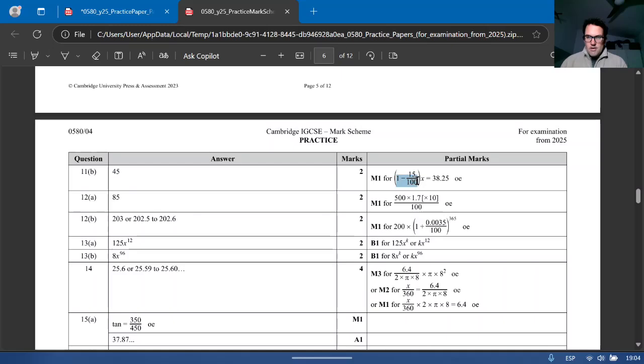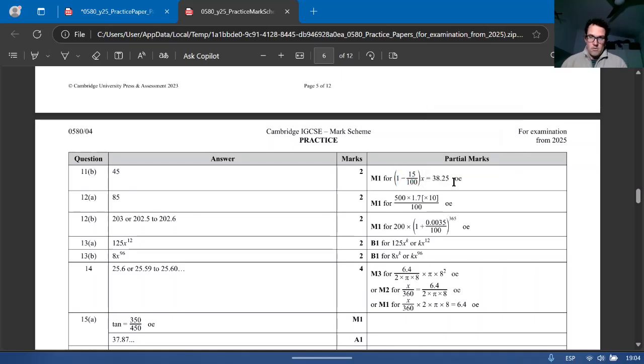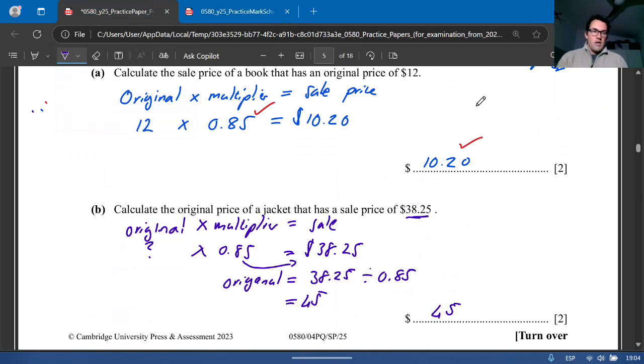And this is a complicated way to say divide, or equivalent. So it doesn't have to look exactly like that in your exam. You just need to show it. If you do this step, divide by 0.85, you get the final mark. Don't stress it. So you just want to ask yourself, the multiplier never changes. If you're moving forward in time, you multiply. If you're moving backwards in time, you divide.